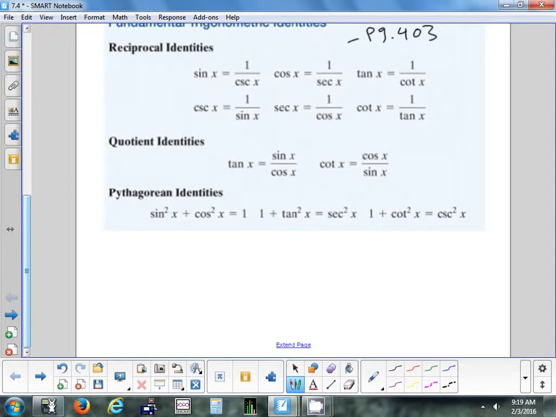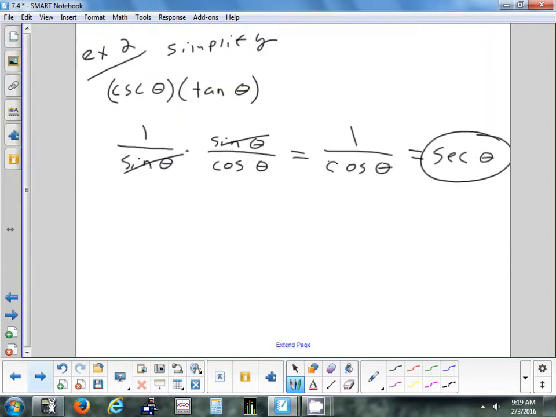Does anybody see that somewhere? That's a Pythagorean identity. It's not exactly the same. The order is switched, but you can rearrange these identities. So what is cosine squared plus sine squared? 1. So that whole numerator in that fraction we had, because of that identity, just turns into a 1.